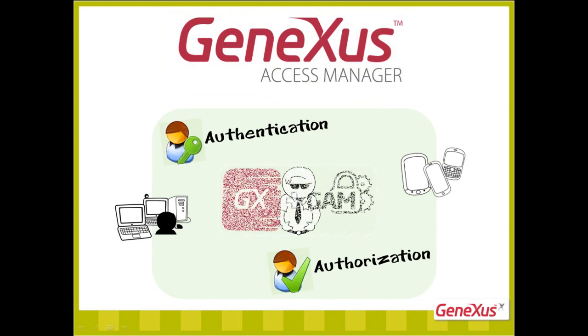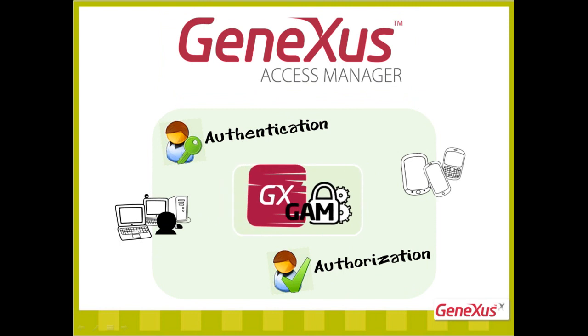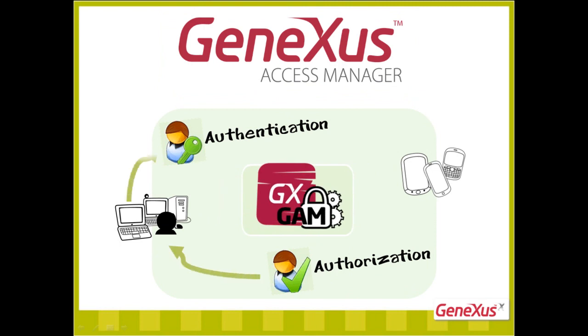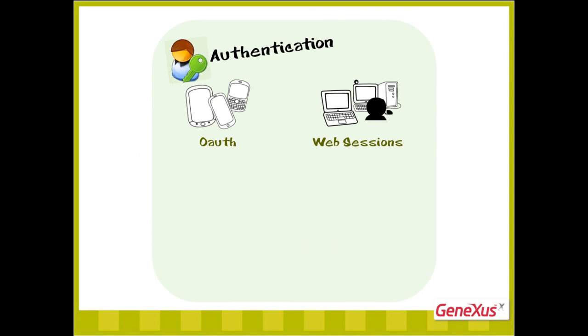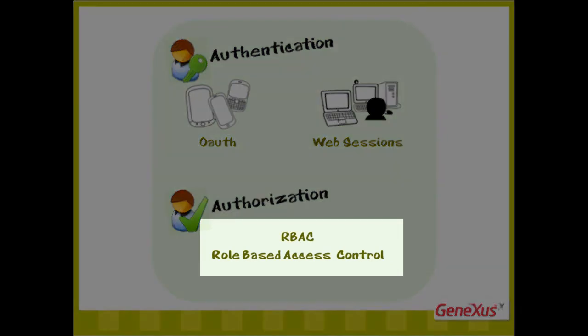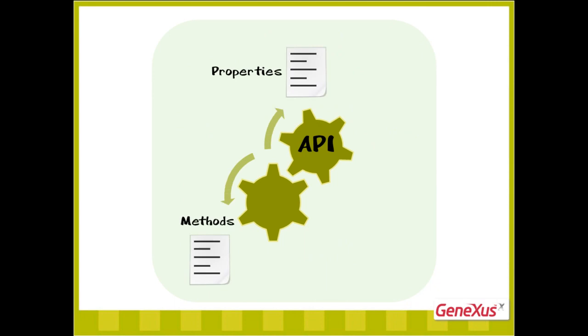This can be achieved easily, because GAM is a security module developed in a GeneXus KB that is included in our application, and facilitates a central solution for everything relative to its security. To solve authentication internally, we use OAuth, not only for smart device applications, but also web sessions to solve the security of web applications. Authorization is based on user roles, using the RBAC, role-based access control model, with the encapsulation of methods and properties, and everything else needed for handling authorizations for the application. GAM also includes an API to access these methods and properties when needed, from within our application.